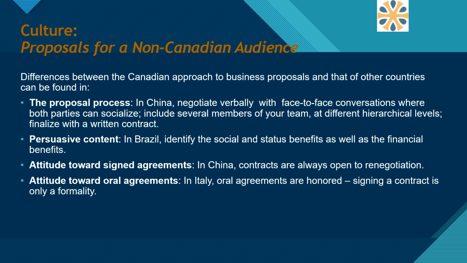Differences can be found in persuasive content. In Brazil, identify the social and status benefits as well as the financial benefits. Differences can also be found in the attitude towards signed agreements. In China, contracts are always open to renegotiation. Attitude toward oral agreements can also play a cultural difference. In Italy, oral agreements are honored, signing a contract is only a formality.